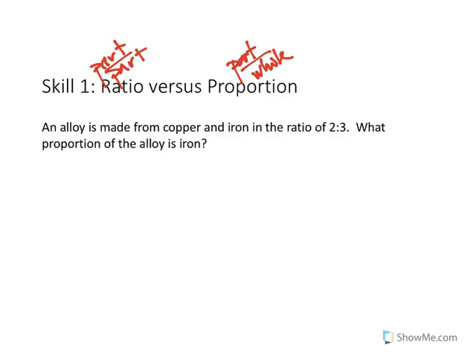An alloy is made from copper and iron in the ratio of 2 to 3. So already it says ratio of 2 to 3. What proportion of the alloy is iron? So you have to read these word problems carefully. It's asking you for a part-to-whole relationship, given that you know a part-to-part. So if you know what to do, pause, give it a try. If not, pause anyway and give it a try.